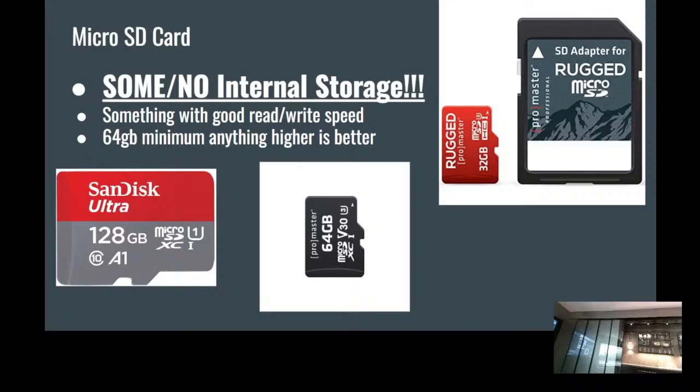Most cameras that we're picking up have some to no internal storage. Something that has a good read and write speed is what you're looking at. Look at the card, it'll tell you it says 90 megabytes a second, 100 megabytes a second. For 4K or 8K video, that's very impressive and it's a great speed to be looking at. So I probably would say 85 plus on the read and write speed, you'd be good. And 64 gigs or higher.